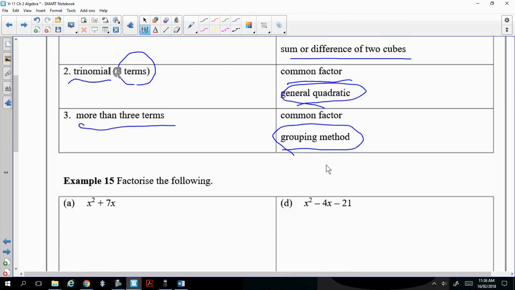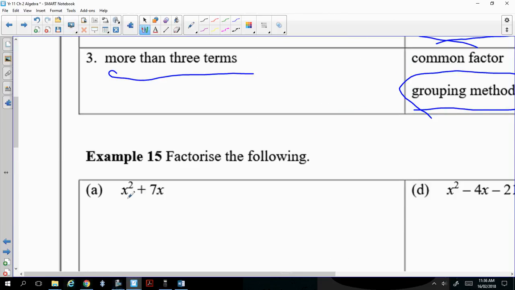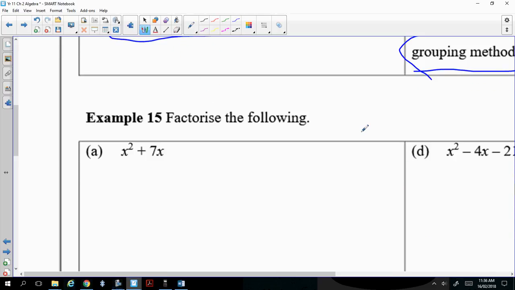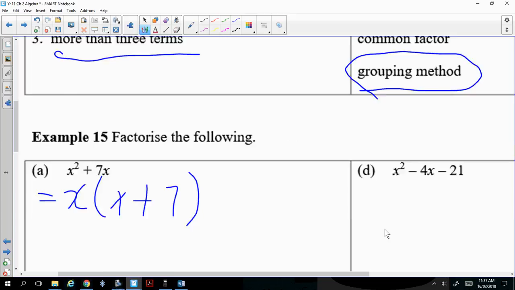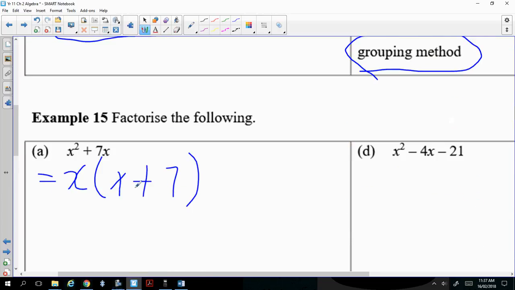Okay, part A, two terms. So what's the first step? Look for a common factor. Is there a common factor? Yes, there is. X is common. And after you factorize, double check, is there a sum of two cubes or difference of two squares? None of the above. So you say it's finished. All right, let's do the next one.